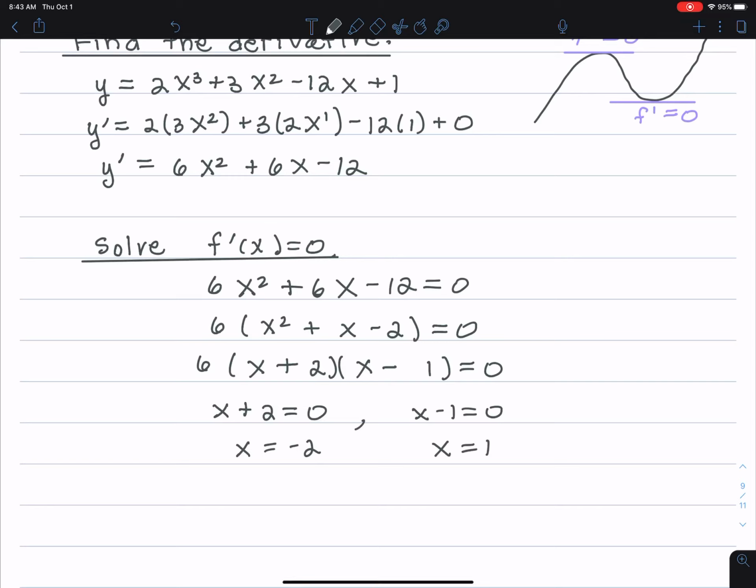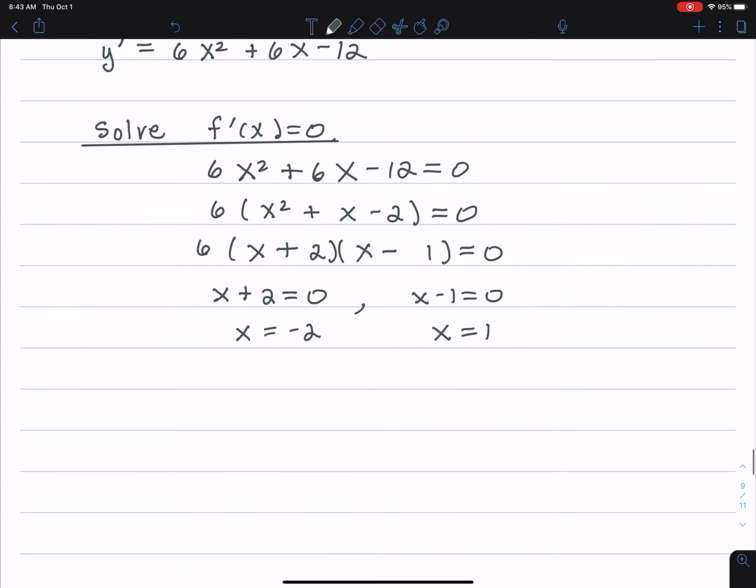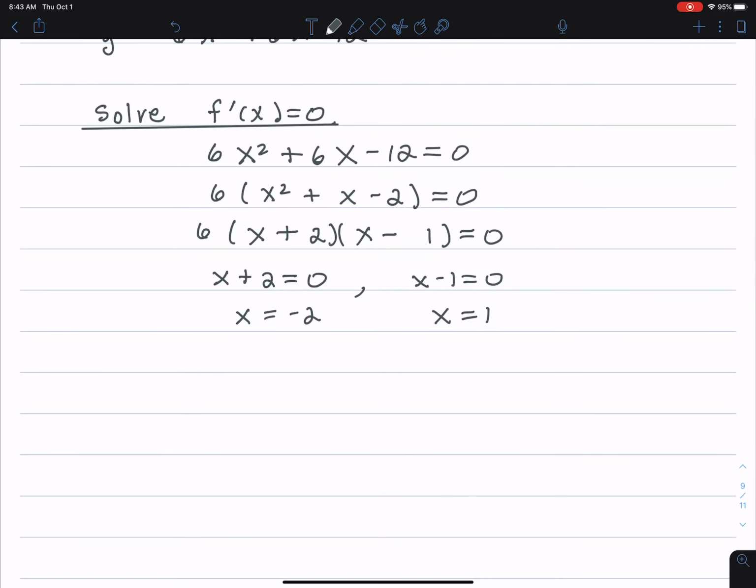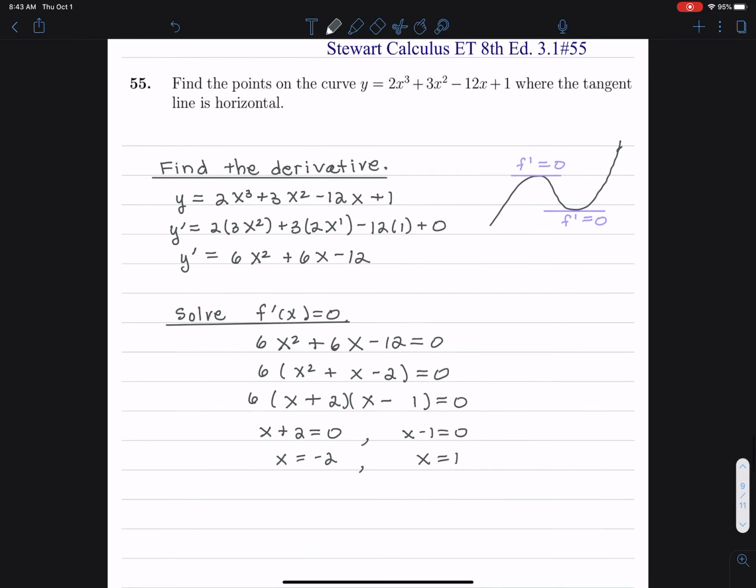Okay, and you can always double check. Put in 1 for x, and you'll see that in fact you get 0. Put in negative 2, and you see that you get 0. So now that seems like we're almost there, but this problem didn't just ask for the x value. It asks for the point, or the points.